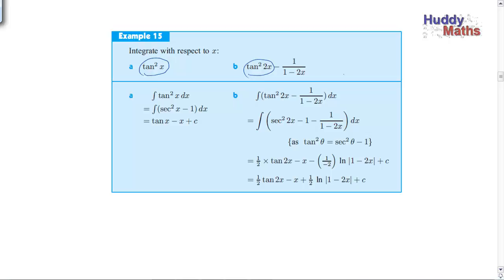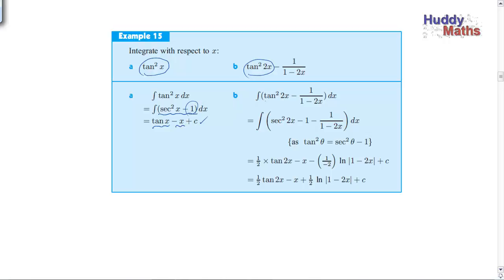Because tan squared is not the derivative of anything, and no rule, when applied, will produce that. So let's change it to sec squared take 1, like I just said before. The function which when differentiated gives sec squared is tan. So the integral of sec squared is tan. The integral of neg 1 is neg 1x, and then plus c.